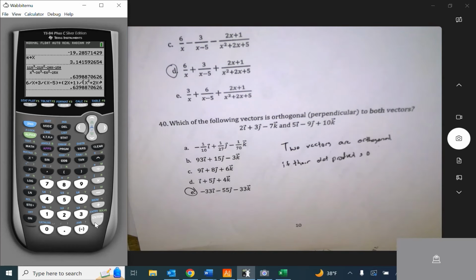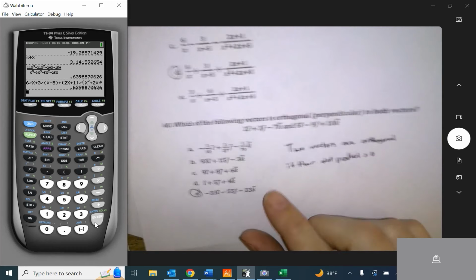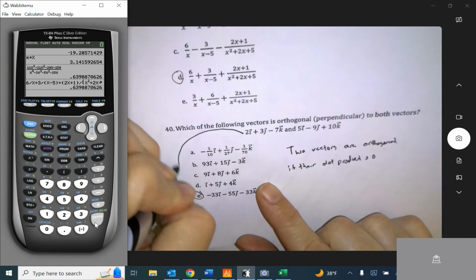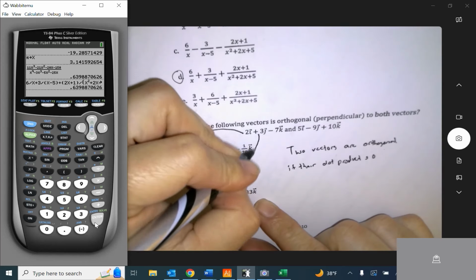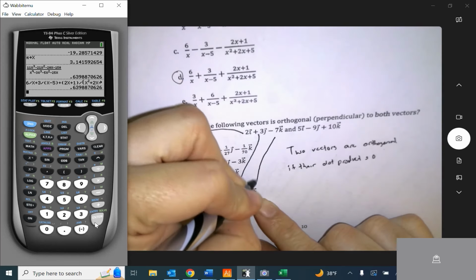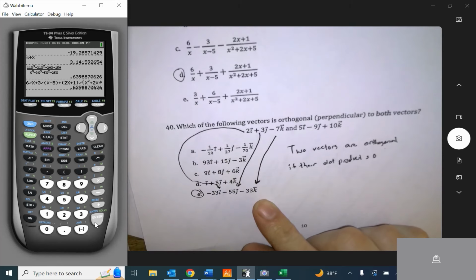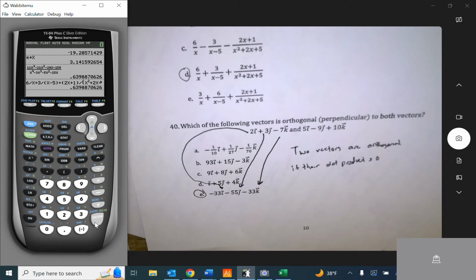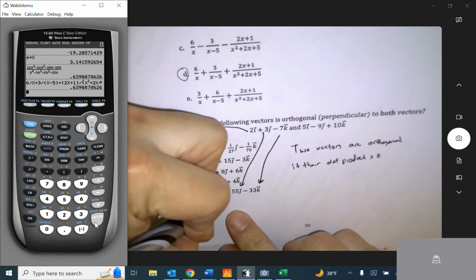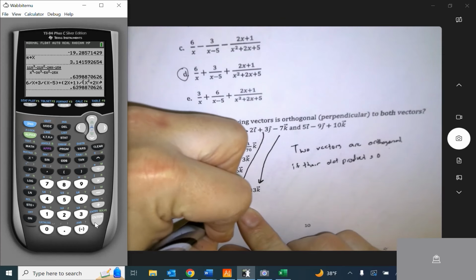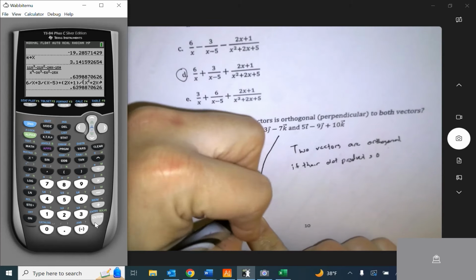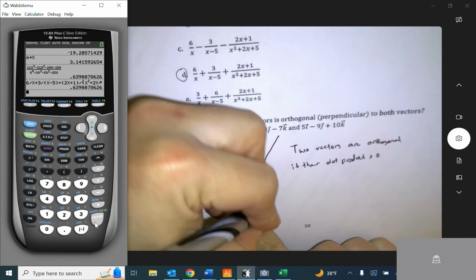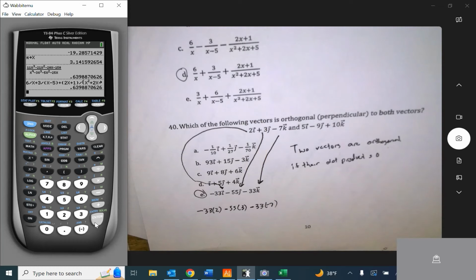So dot product is not really that complex of a thing. It's basically, to some degree, substitution. I'm going to put a 2 there, a 3 there, and a negative 7 right there. So when you take the components of each and multiply them together, we're going to have negative 33 times 2, minus 55 times 3, minus 33 times negative 7. And we're going to compute that result real quick. It should be 0. It was earlier when I did it.